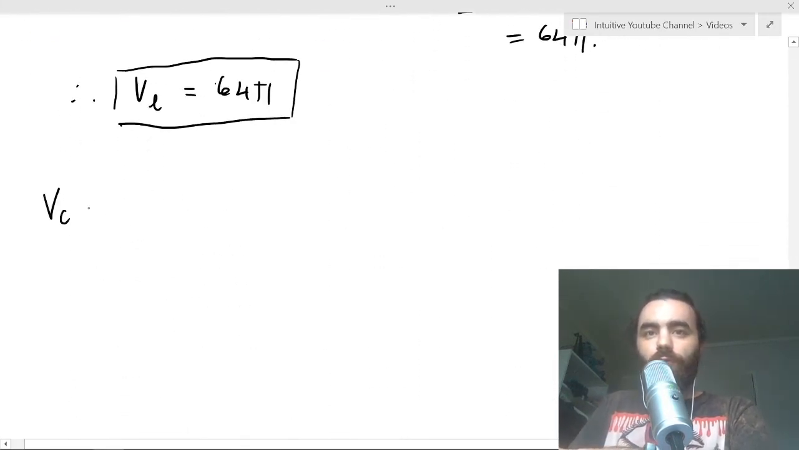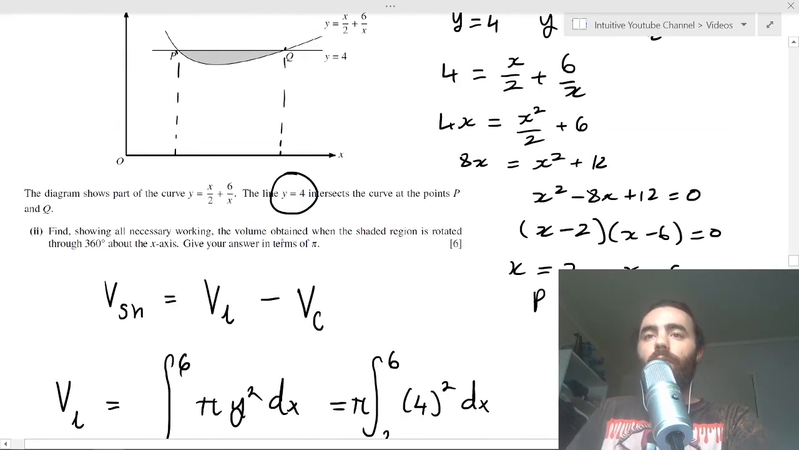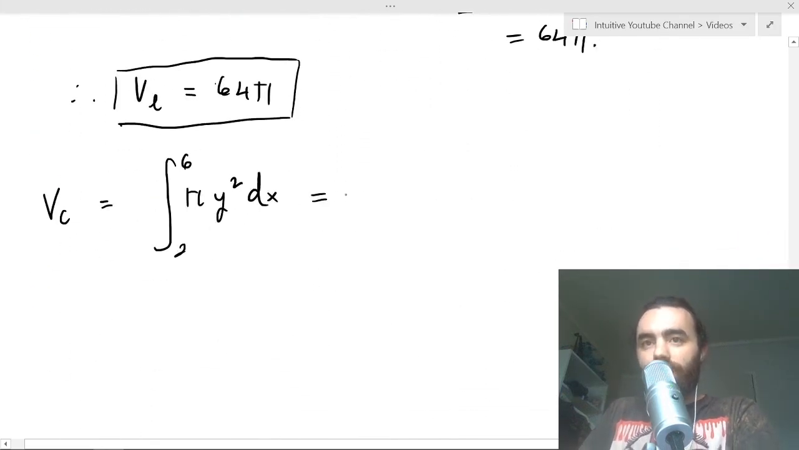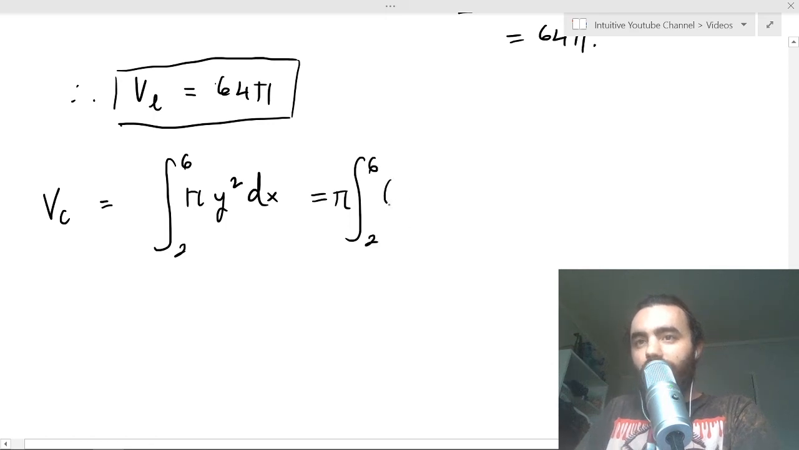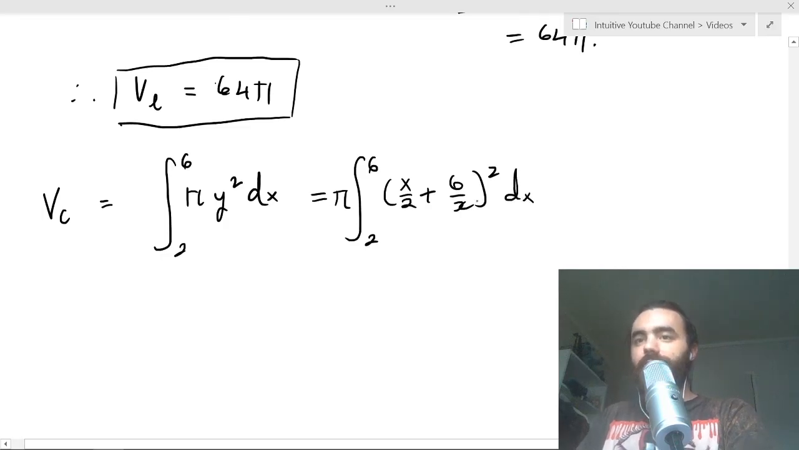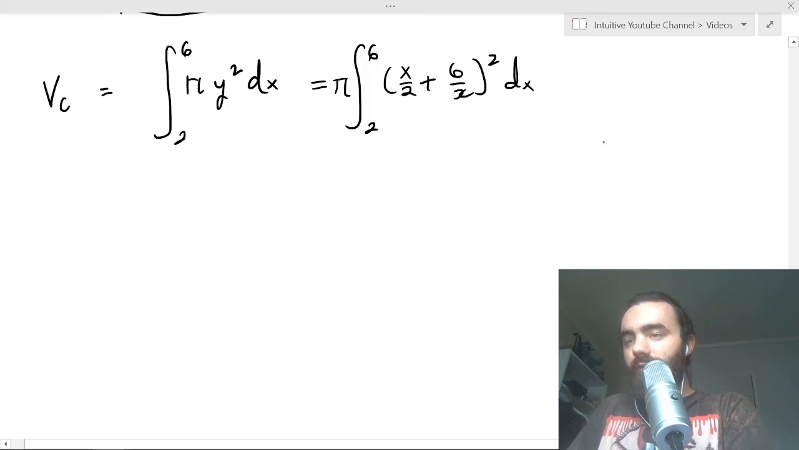So the volume of the curve again is pi between 6 and 2 of y squared dx, where the y squared is now this, so x over 2 plus 6 over x. So this is, take the pi out, the integral between 6 and 2 of y squared, which is, what was it, x over 2 plus 6 over x, squared dx. So let's work this out here. So let's just do this over here really quick.